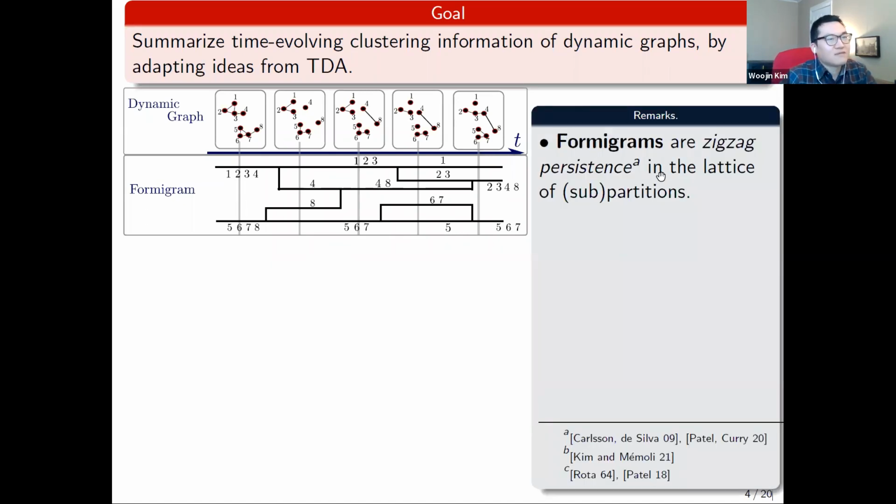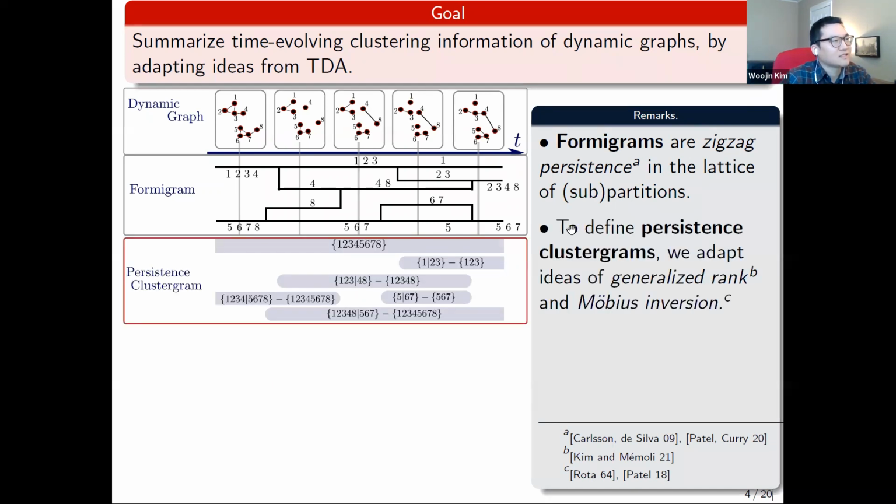So we identify a formigram as a zigzag persistence in the lattice of partitions or in the lattice of subpartitions. Thereby, we are able to define the generalized rank invariant for formigrams. And by computing the Möbius inversion of the rank invariant, we can compute the persistent clustergram. The persistent clustergram can be viewed as the result of dismantling a formigram into linear pieces. Each linear piece corresponds to some topological feature in the underlying graph of the formigram. And these annotations explain which merging events and disbanding events in the formigram are responsible for this linear piece.